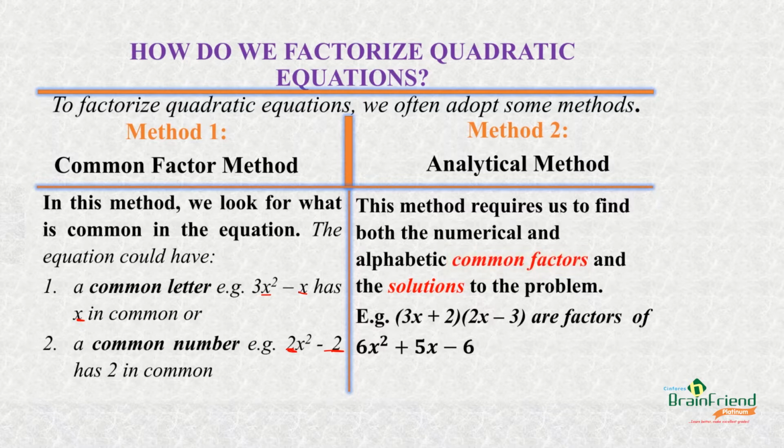But in this case, we are also expected to get the direct solutions. For example, 3x plus 2 and 2x minus 3 are factors of 6x squared plus 5x minus 6. Therefore, this and this are the factors of 6x squared plus 5x minus 6. Now let's concentrate on the common factor method.